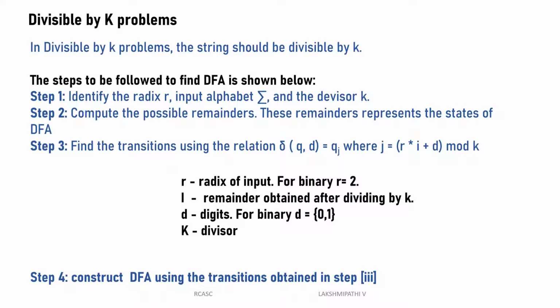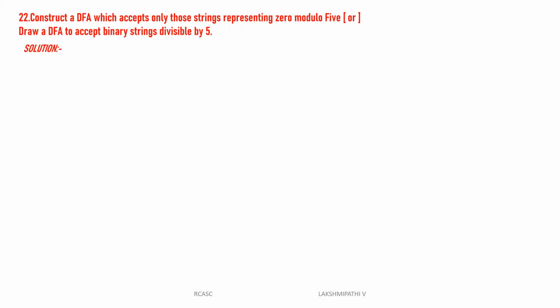Then we go to the first problem of this method. The first problem is: construct a DFA which accepts only those strings representing 0 modulo 5. Or the question can be phrased like this: draw a DFA to accept the binary strings divisible by k.